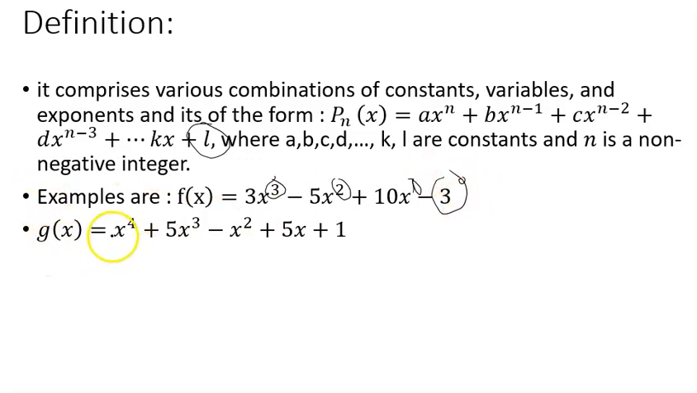Another example, g of s equals s power 4 plus 5s cubed minus s squared plus 5s plus 1. From 4, minus 1 to 3, minus 1 to 2, to 1, to the constant term. I hope you can write an example. Even another example is h of s equals 3s cubed minus 1. This is a polynomial function.